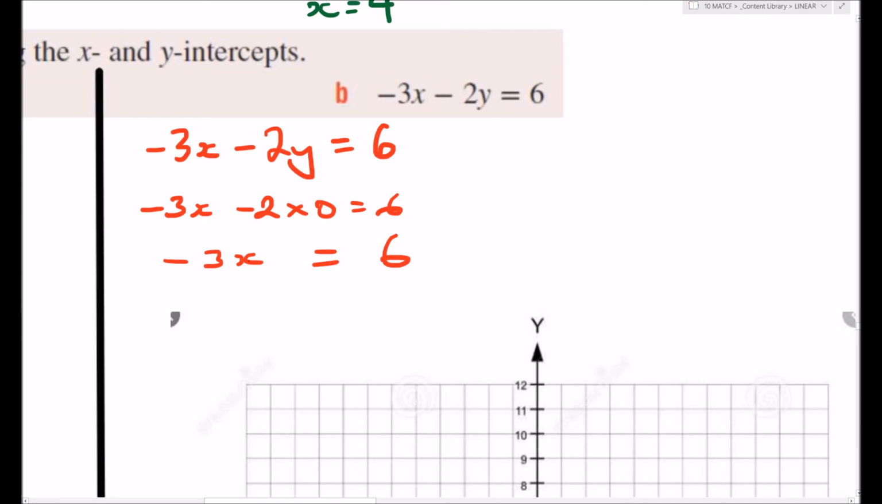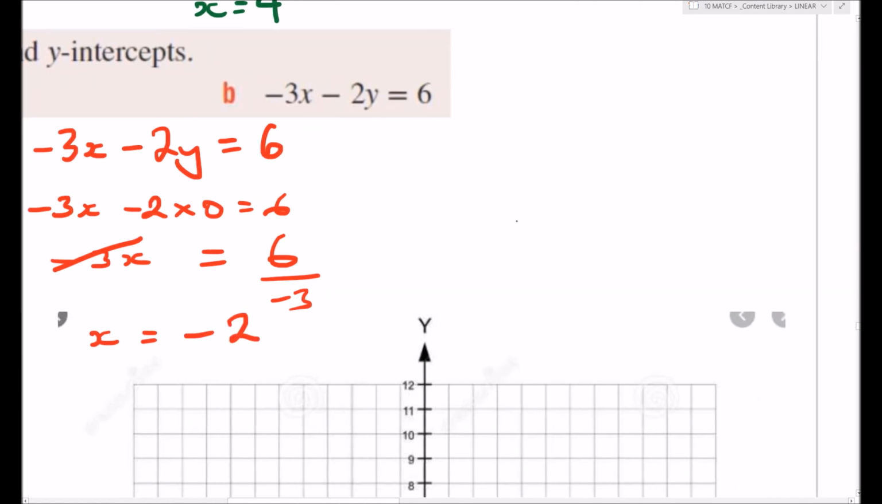Now remember, you want to try and isolate x to figure out what x is for the intercept. So get rid of that negative 3 times, and it becomes a negative 3 divide. So 6 divided by negative 3. So you're left with x equals 6 divided by negative 3, which is negative 2. So there's my x-intercept. Let's do my y-intercept. So negative 3x minus 2y. Get into the habit of rewriting your formula.